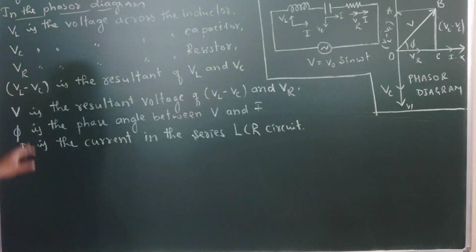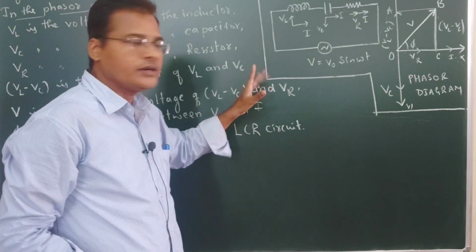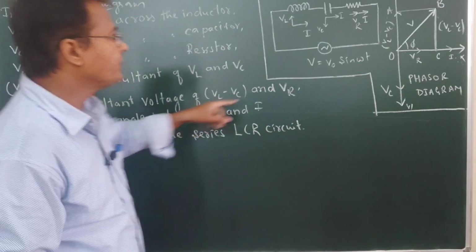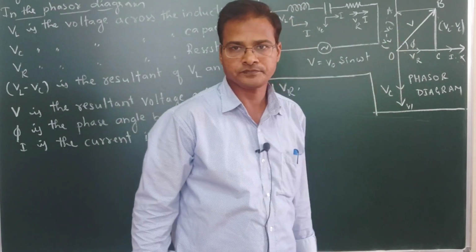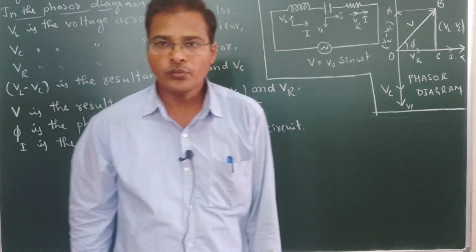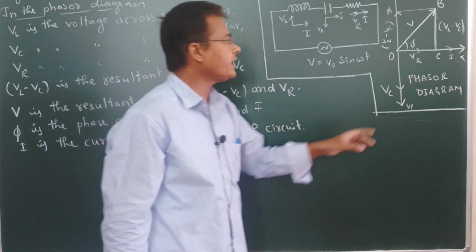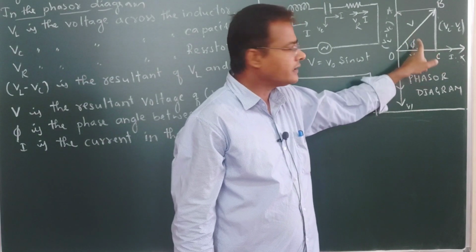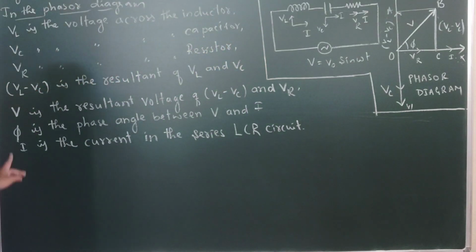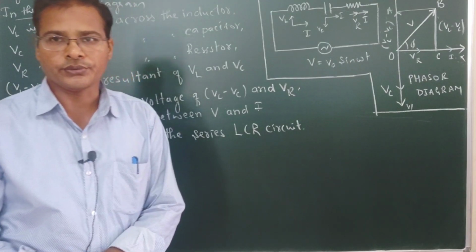Next, V is the resultant voltage of VL minus VC and VR. Phi is the phase angle between V and I, that is the phase angle we are going to see. And I is the current in the series LCR circuit.